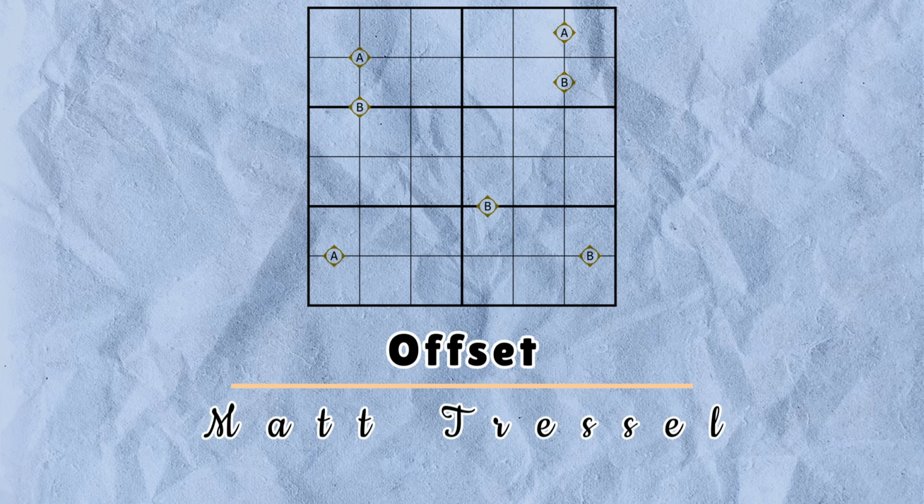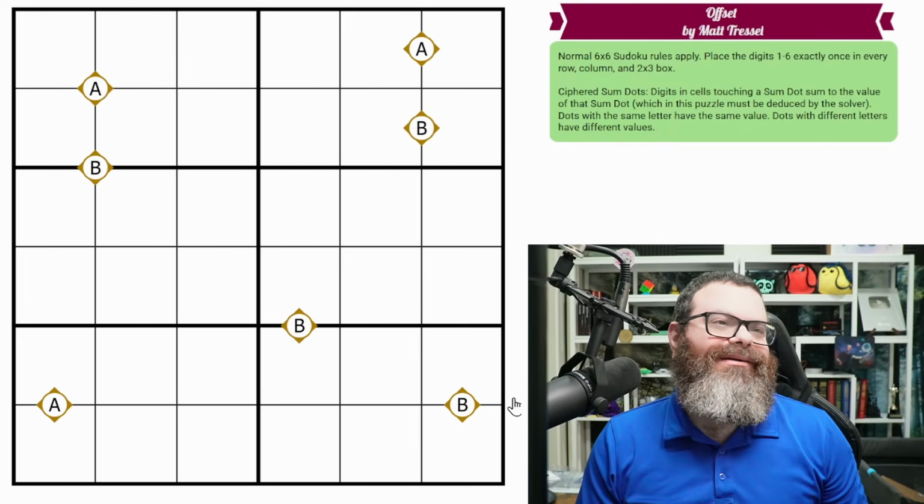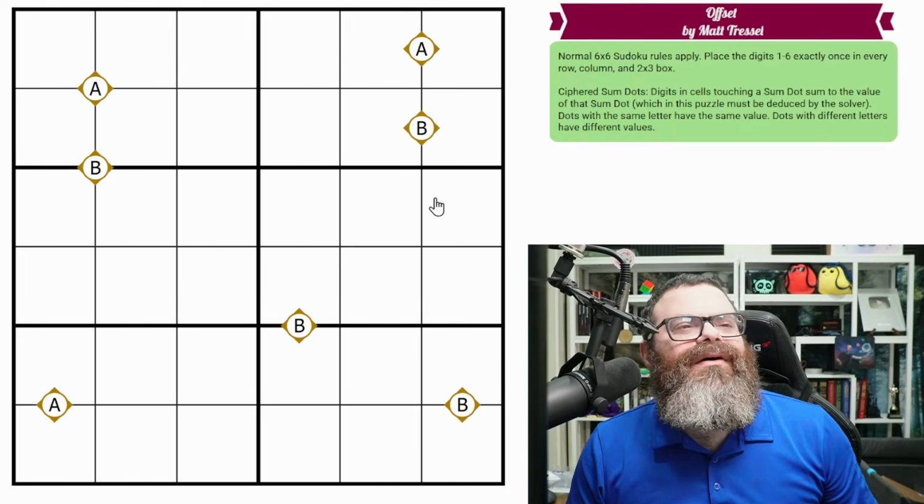Hello, let's continue our Sudoku adventure with Offset by Matt Tressel. This continues our cipher theme week, so there'll be something to decode in here. It's the A's and the B's. All right, well, let's go over the rules.